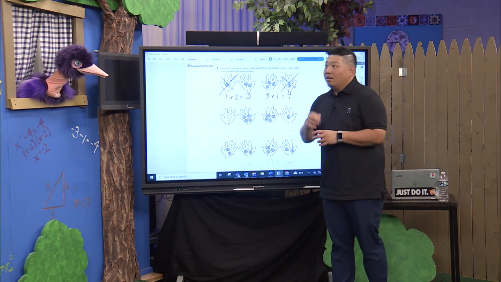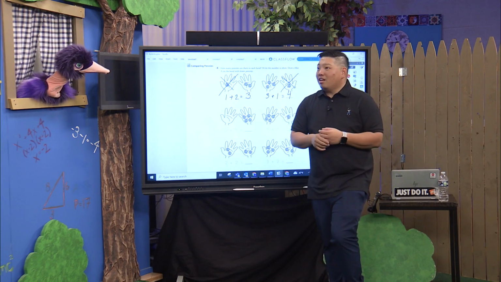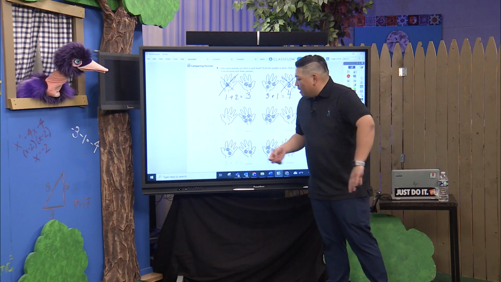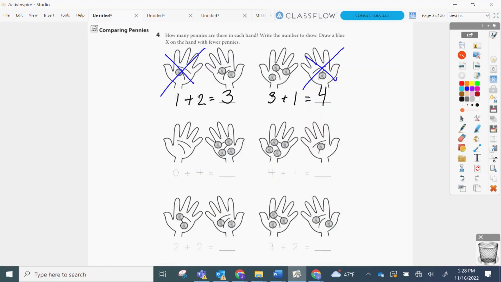So boys and girls, as Ollie and I are doing these up here, hopefully you're thinking through the same thing. I'll give you 1 second before I say my answer, and then you can kind of think through it as well. Perfect. So in my left hand, how many pennies do I have? I have 0.